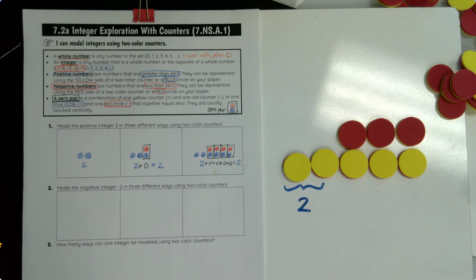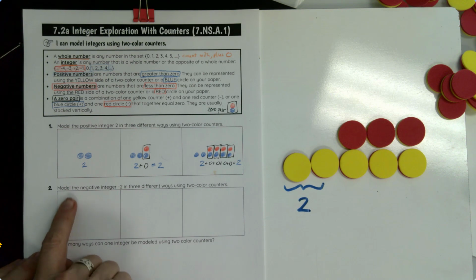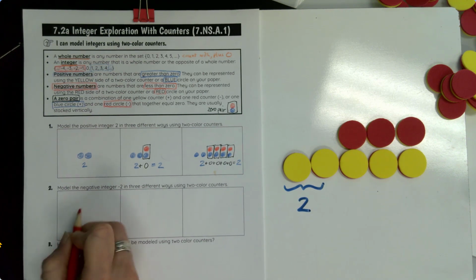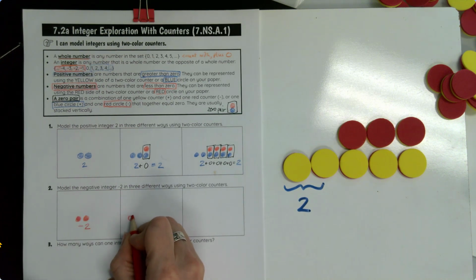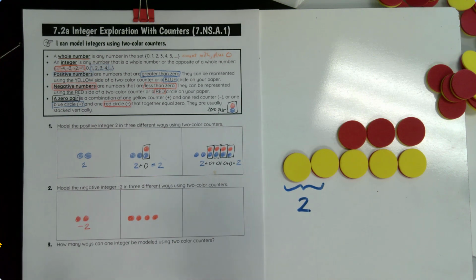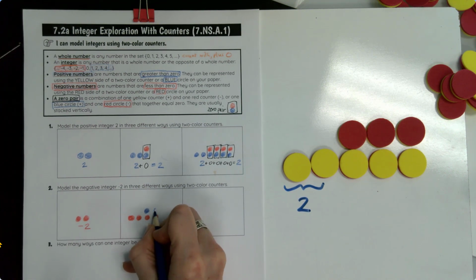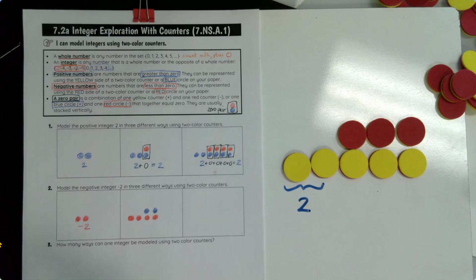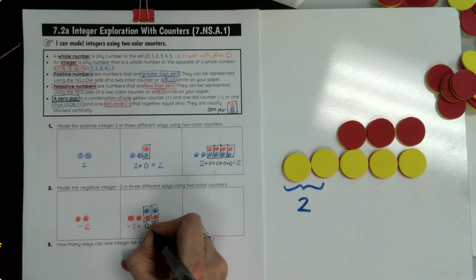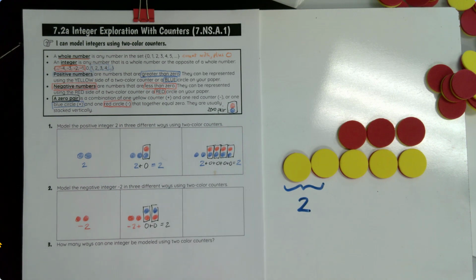The same holds true when we move into the negative side. So if I want to model a negative integer, say in this case a negative 2, that means I'm going to do 2 counters that are red, and then I'm going to add however many zero pairs on that I want. So I could add 2 zero pairs here. This is still going to equal a negative 2, and I've just added on a couple of zero pairs, and I still have negative 2.